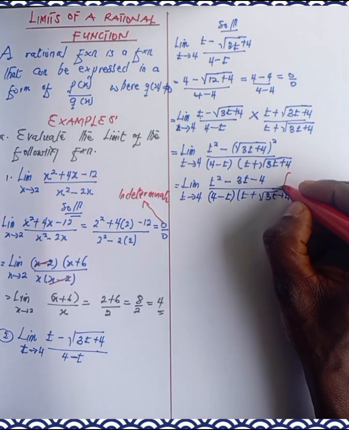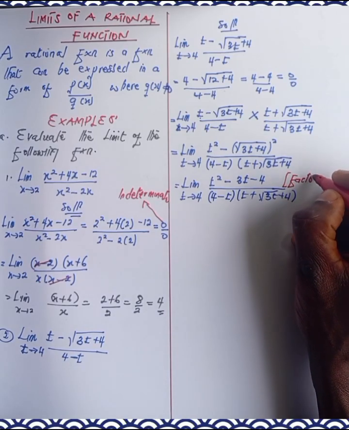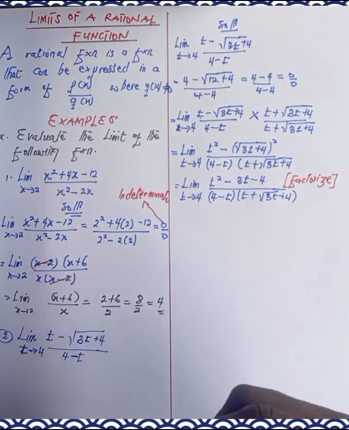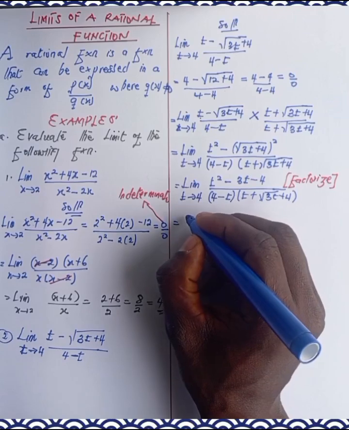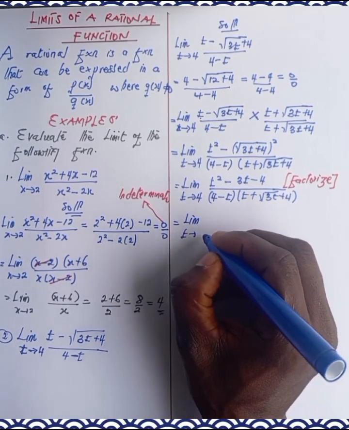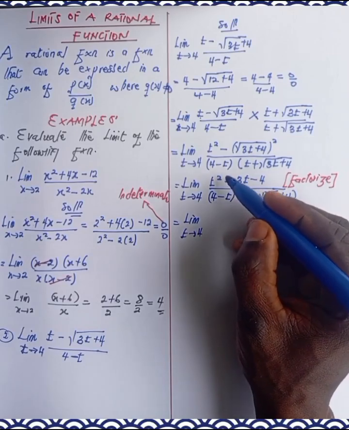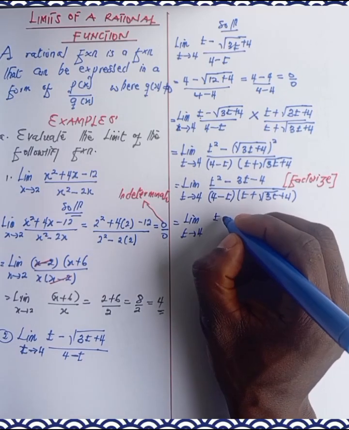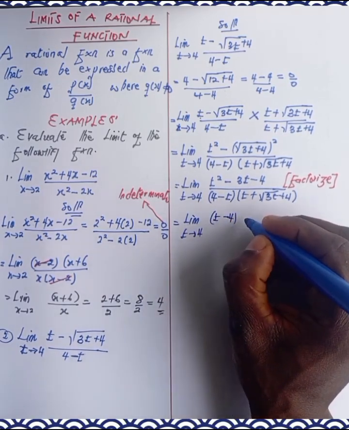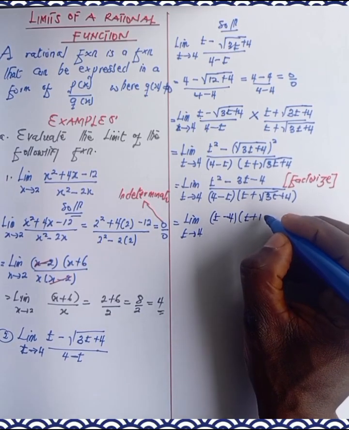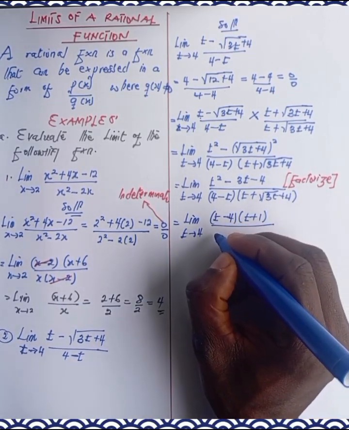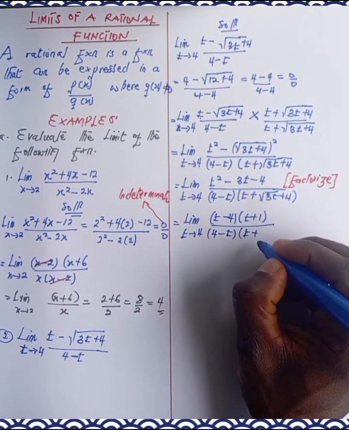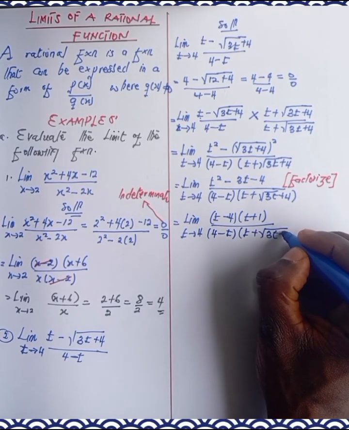So from here, we can factorize. We can factorize the numerator and then see what we are coming out with. So we have the limit as t approaches 4. When you factorize t squared minus 3t minus 4, it is a quadratic function. So we are going to get (t minus 4)(t plus 1) all over (4 minus t)(t plus root of 3t plus 4).